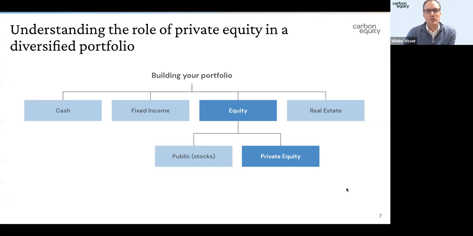If you look at how you could build your portfolio, I think many people will have cash. They will have some fixed income products, for example, a savings account. In the past years, that has not been very attractive, with very low yields on those types of products. So people have been looking for higher returning asset classes, such as equity or real estate.